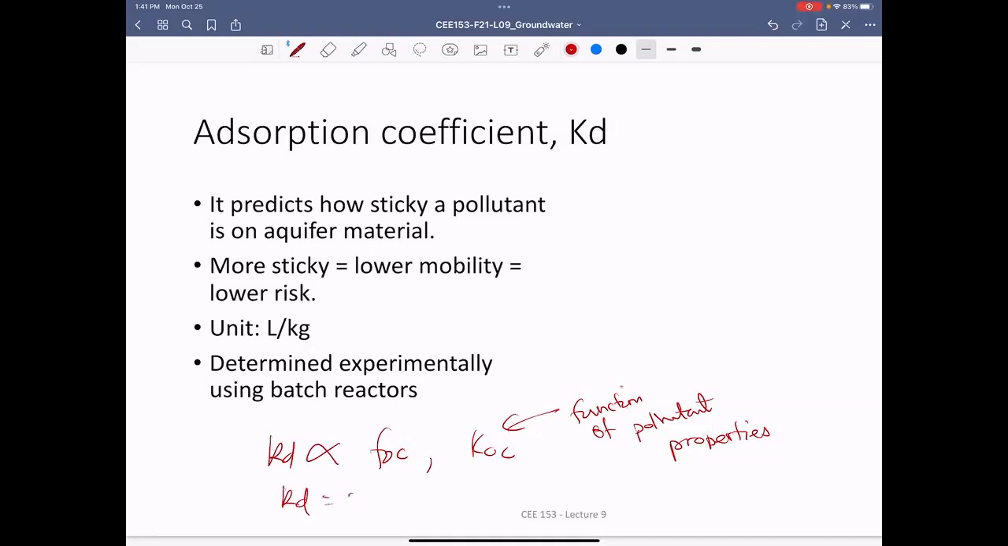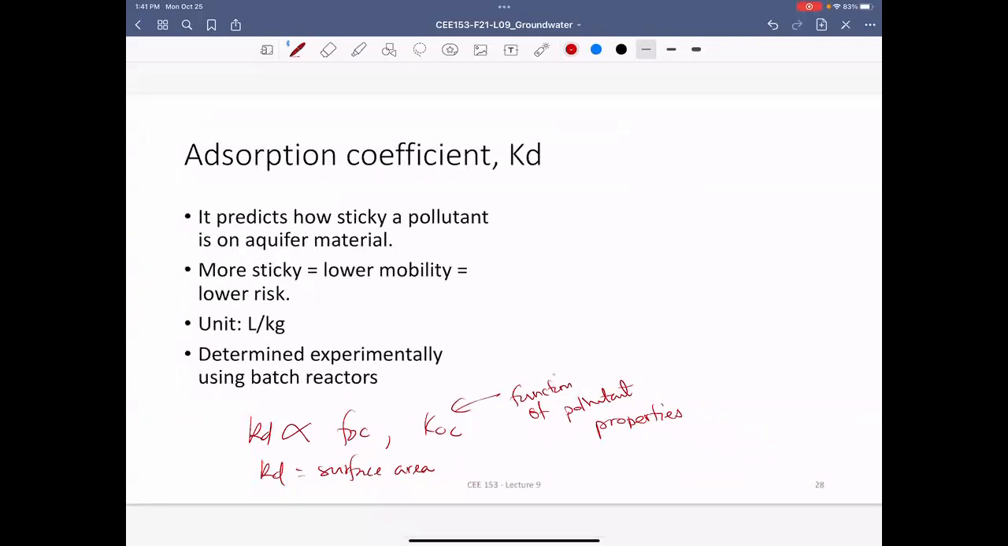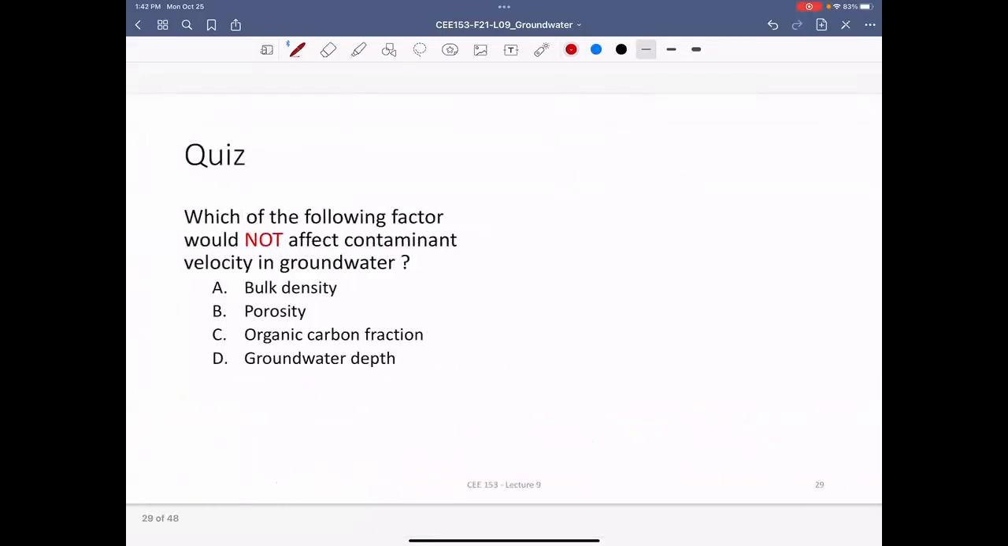Kd also depends on surface area, because adsorption is a surface process, and how much area is available determines the adsorption. So if the particle size is small, surface area is high, which means more area for things to adsorb. All right, so now that we learned this, let's solve one question from a midterm a few years ago, then you will know how to solve any question on groundwater.